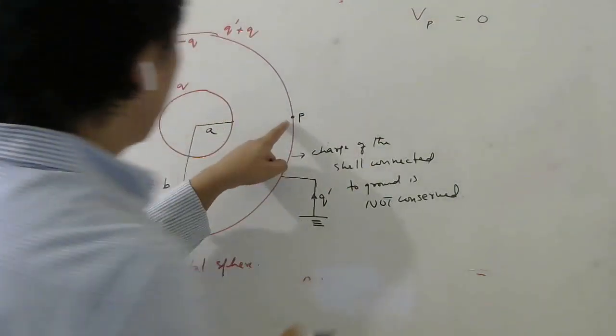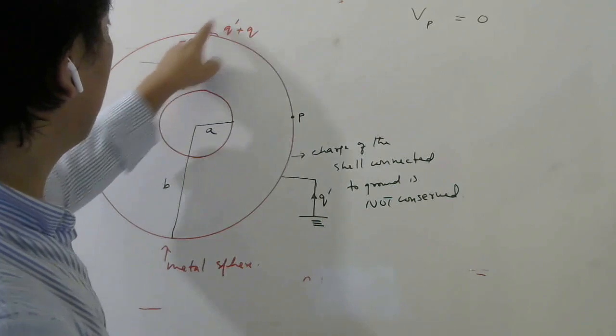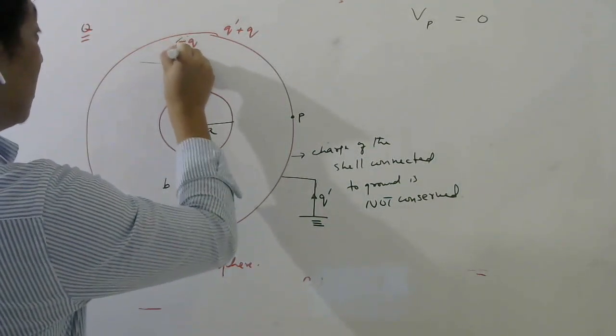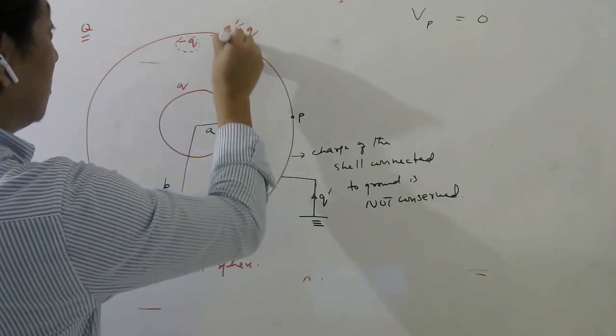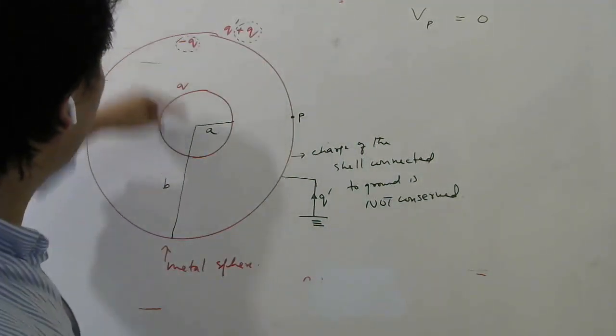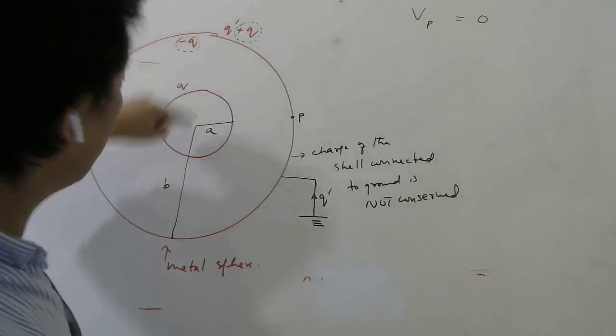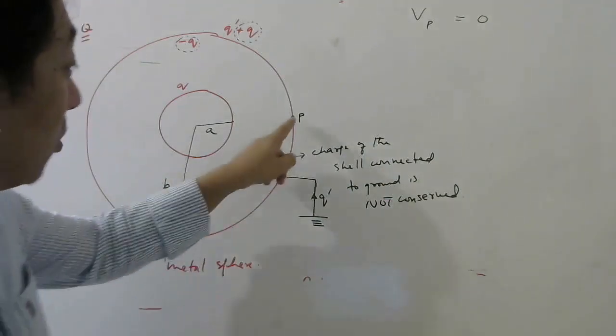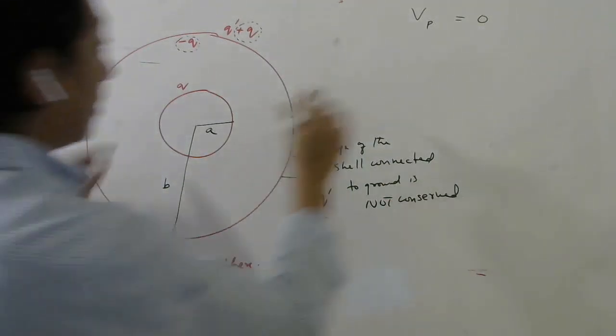Now who will produce potential here? This charge, and this charge. But I already told you the potential of this charge will cancel the potential of this charge. Remember, I have already told you, because the radius of this is also B, radius of this is also B only. So let us not worry about these two while calculating potential.